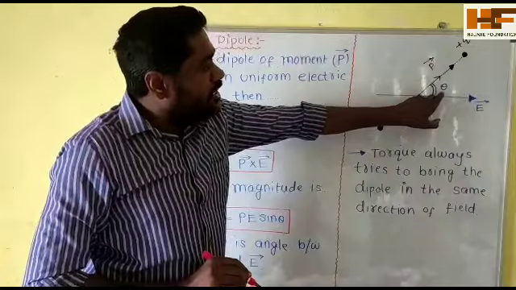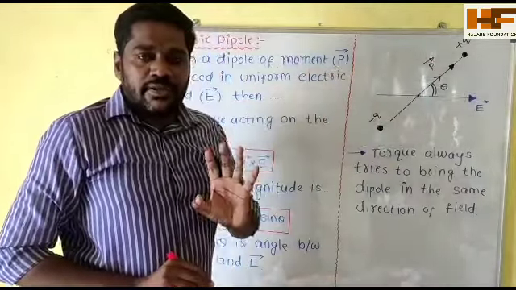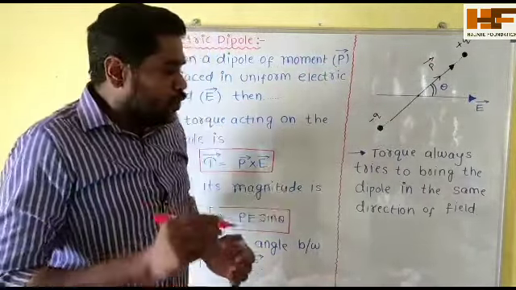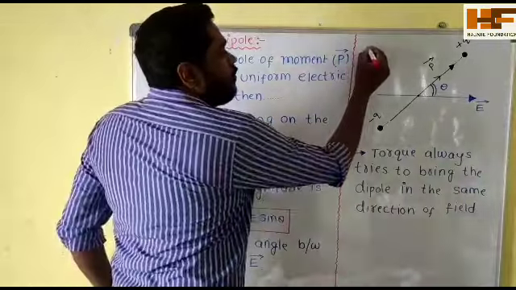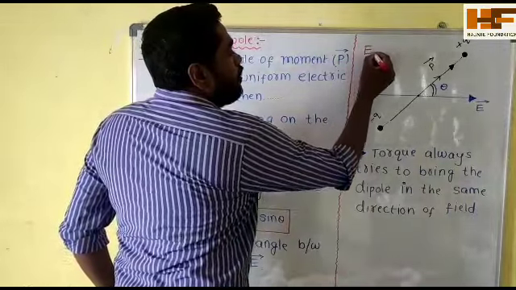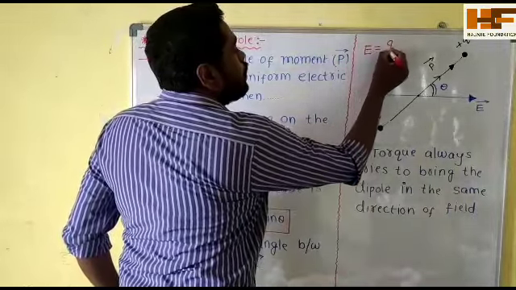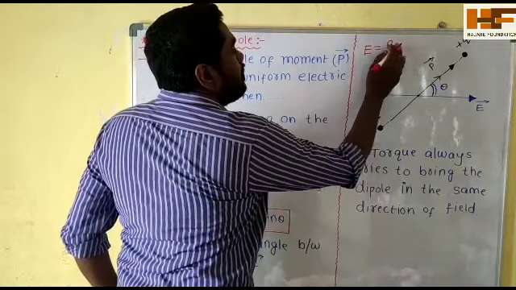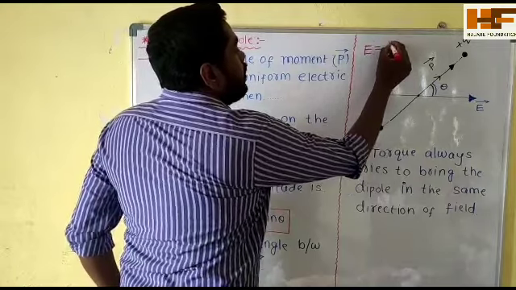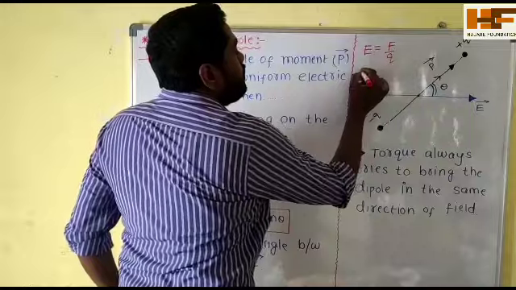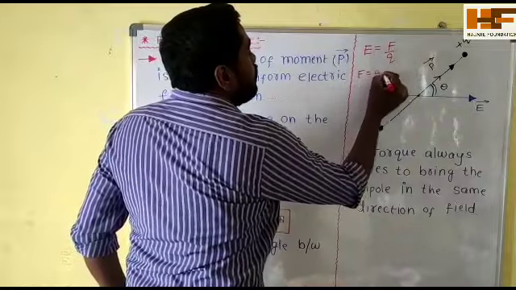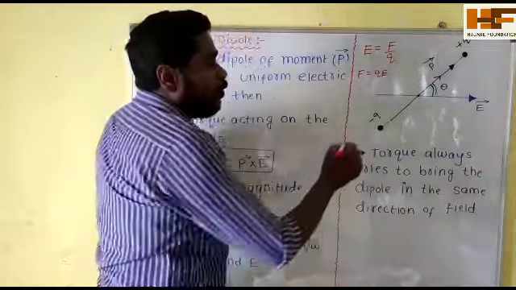The angle between them is how much? Theta. Then what happens immediately? So we know the force acting. What is the electric field definition? According to the definition of electric field, E is equal to F by Q, right? So from this, F is equal to what? F is equal to Q into E.